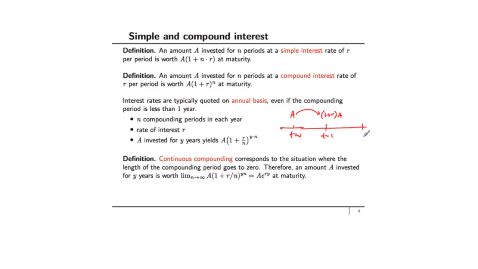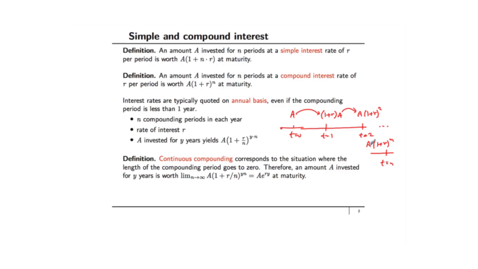This total amount is now invested for another period. So it becomes A times 1 plus R squared, and so on. So after n periods, it becomes 1 plus R to the power n times A, or A times 1 plus R to the power n.